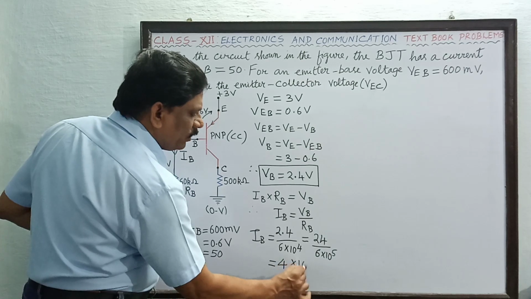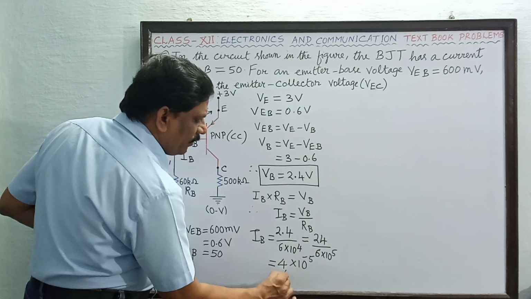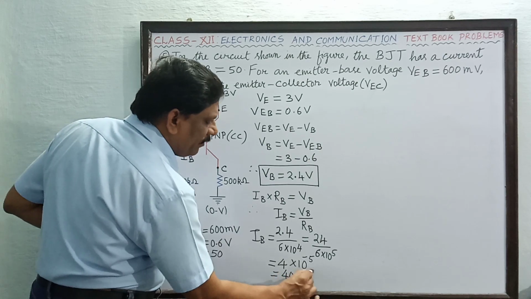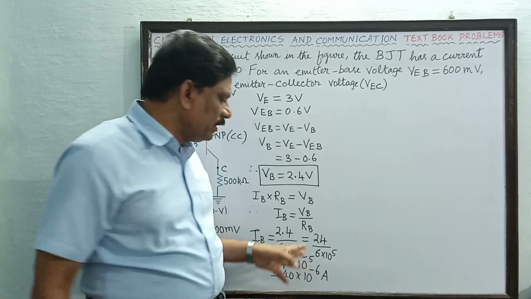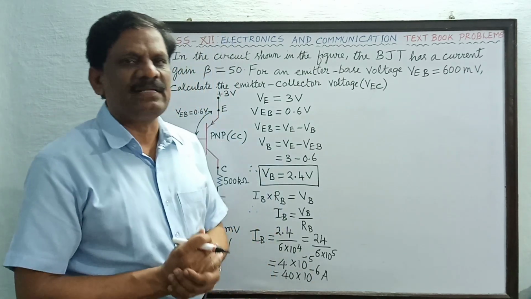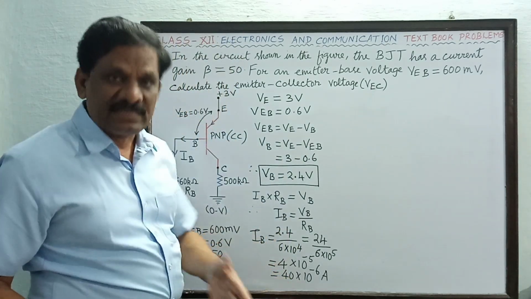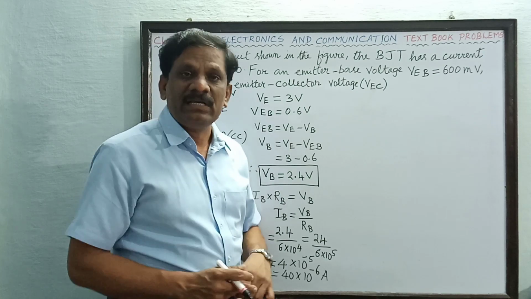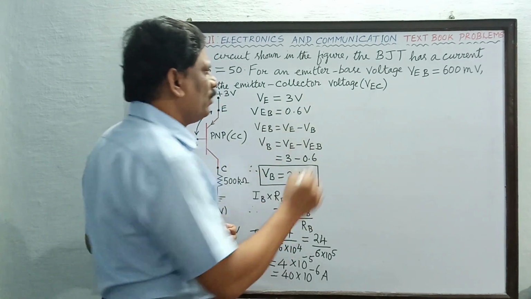4 into 10 power minus 5, or this is equal to 40 into 10 power minus 6 ampere. Why do I have to do it like this? To adjust the terms, because 10 power minus 6 ampere is equal to 1 microampere, is it not? Therefore, what is the base current now? It is equal to 40 microampere. So that is the second result we have to arrive at.